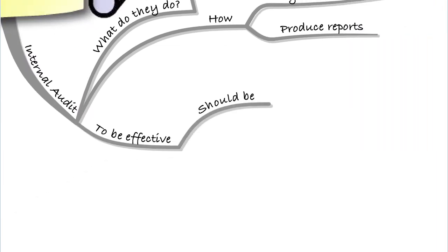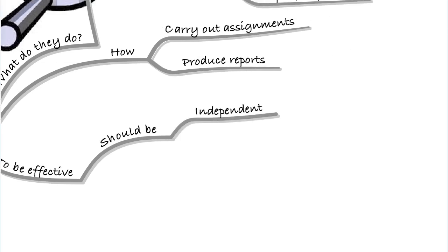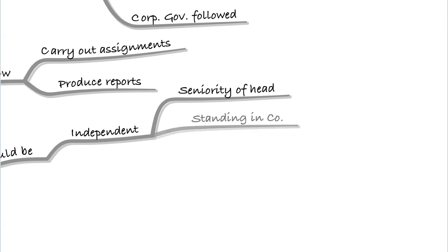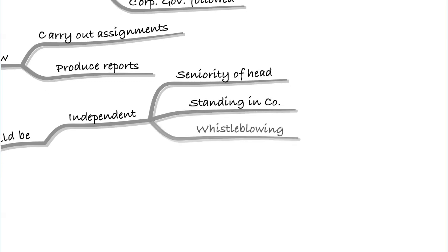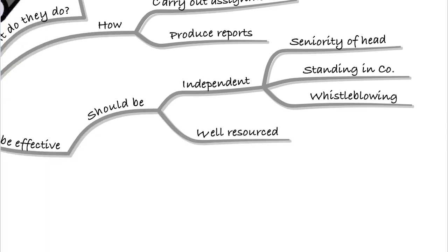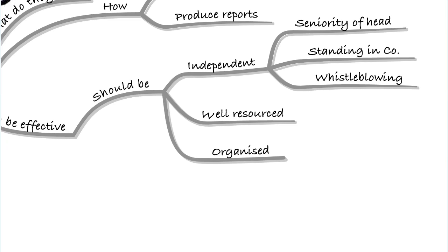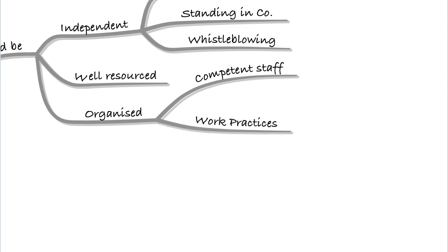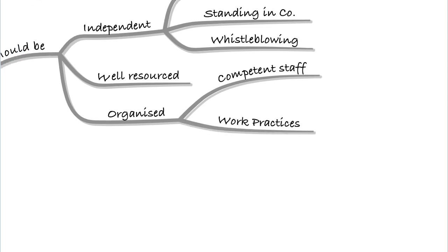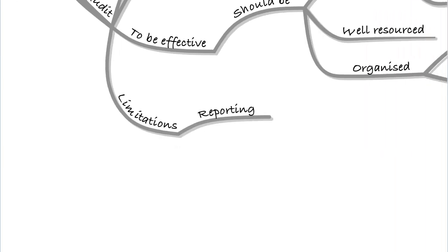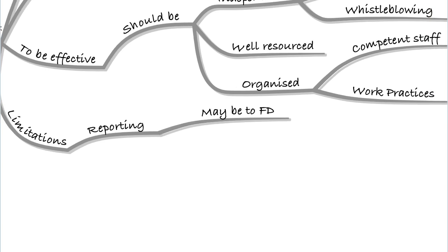So to be effective, they must have, first of all, independence. So they must be independent, which will relate to the seniority of the head of internal audit, their standing in the company, and a whistleblowing function that they should have. They also need to be well resourced to make sure that they can carry out the work. And they need to have organisational skills. They need to have competent staff, and they need to have work practices to make sure that they're undertaking their role effectively.